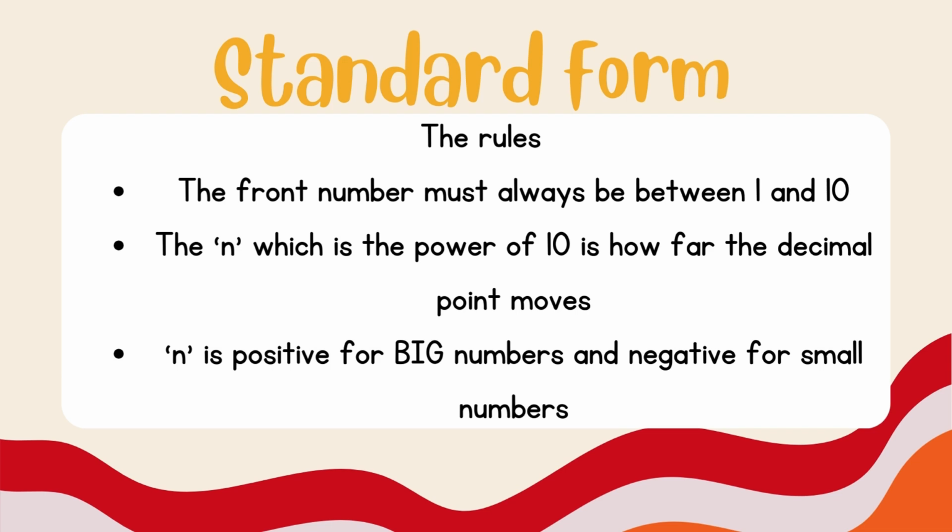Here are the rules. The front number must always be between 1 and 10, and the n, which is the power of 10, is how far the decimal point moves. So n is positive for big numbers and it is negative for small numbers. If you have any number that is very large, then your n, which is the power we're raising to, is positive. But if you have any number that is very small, then your n, which is the power, is negative. A, the first number, must always be between 1 and 10. So you need to remember these rules if you want to express numbers in standard form.